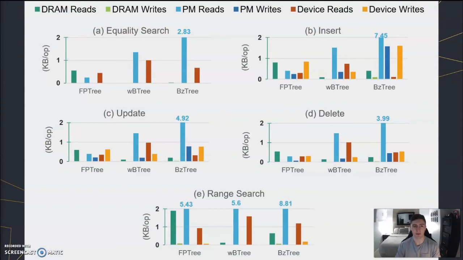In the second evaluation, there is a separate bar graph for each of the tree operations. The operations are the same as in the last evaluation. This is a measure of the kilobytes per operation that is used. The different colors on the graphs represent the different types of storage, green being DRAM, blue being persistent memory, and red and orange represent the device reads and writes. Several of the persistent memory write accesses are much higher than the graph. We have added the numbers above. You can see these ones here.